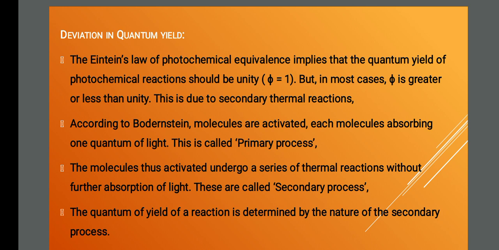Can you understand? The primary process is each molecule absorbing one quantum of light. The secondary process is that the activated molecules undergo a series of thermal reactions without absorbing light again; many reactions take place. This reaction we call the secondary reaction.